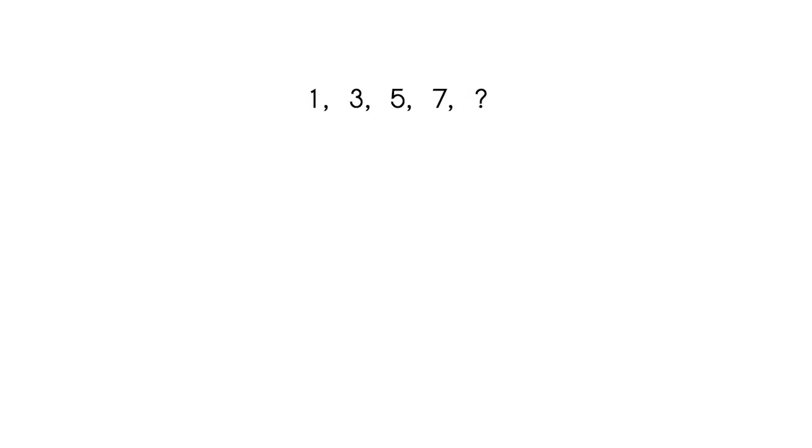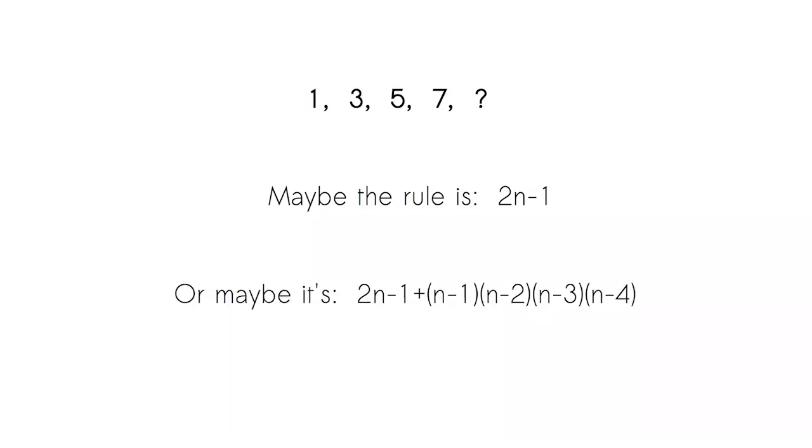What's the correct answer? Well, maybe the rule is 2n minus 1. So it's basically just counting through the odd numbers, right? Okay, another possibility. Maybe it's this equation. Now, if you want to do the math, you see when n is 1, that goes to 0, so that factors out.